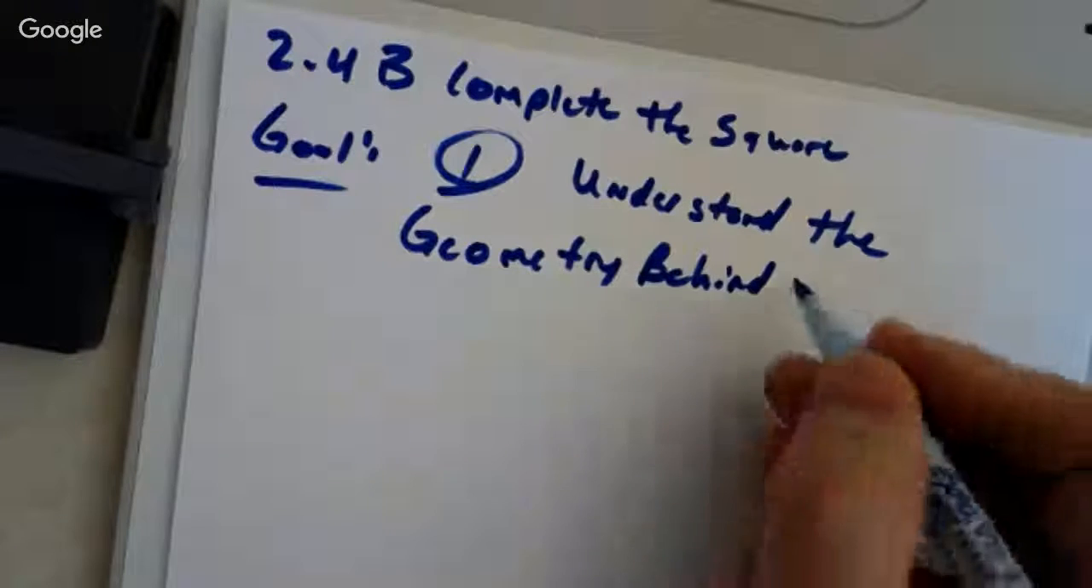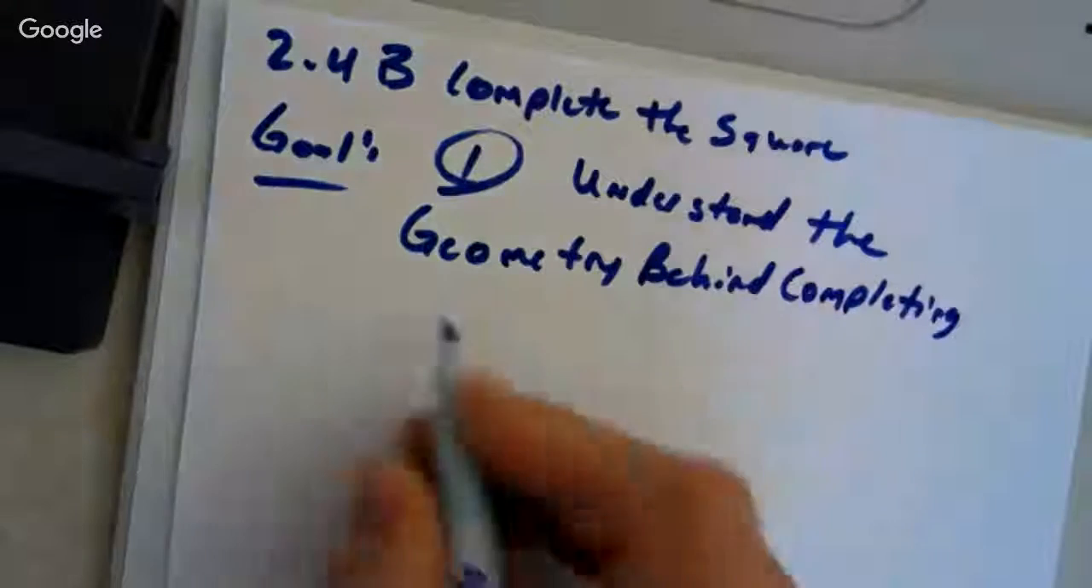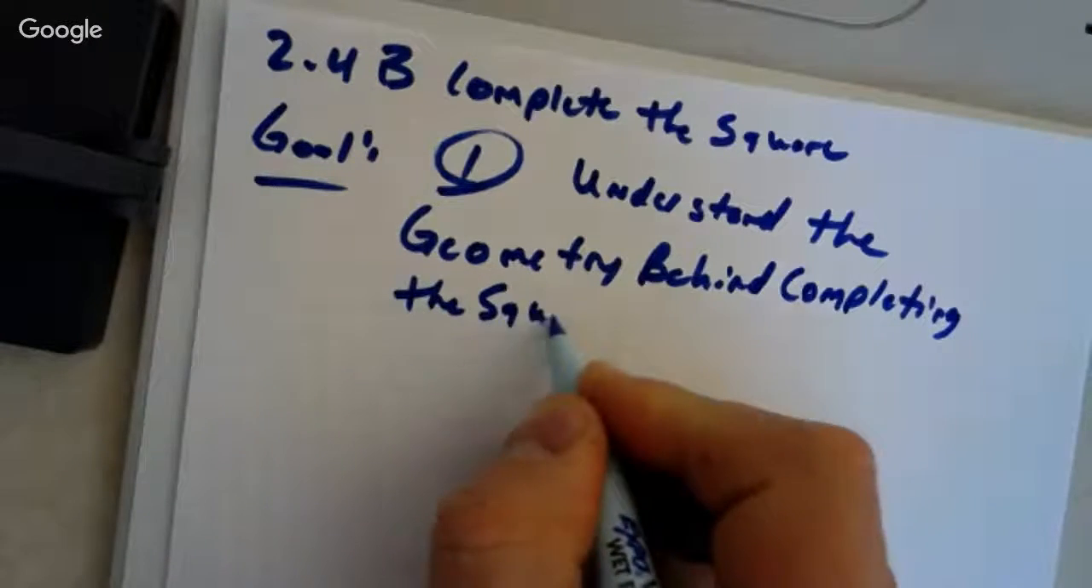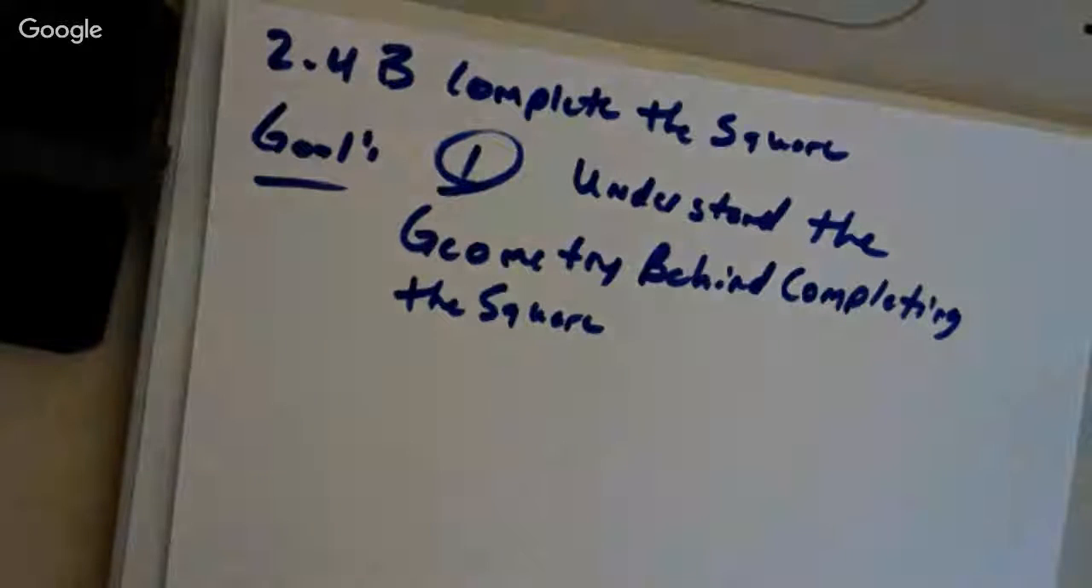Which you may think, okay, that's crazy. No, there's actually geometry. You're actually completing a square. Like seriously, that's what you're doing, is completing a square. Understand the geometry behind completing a square.